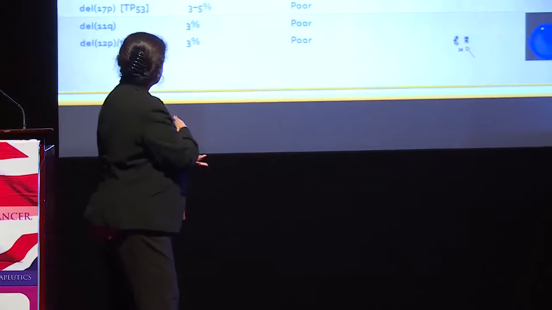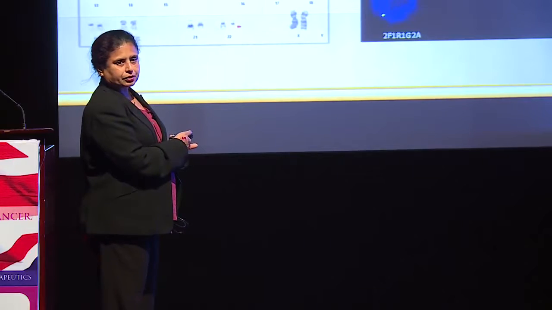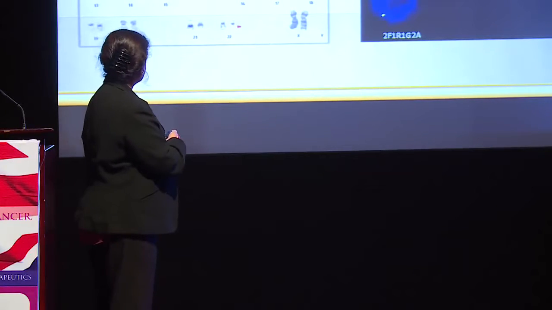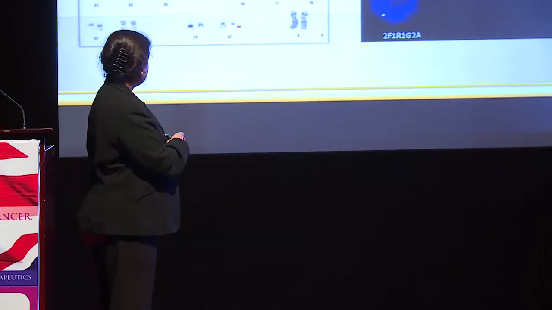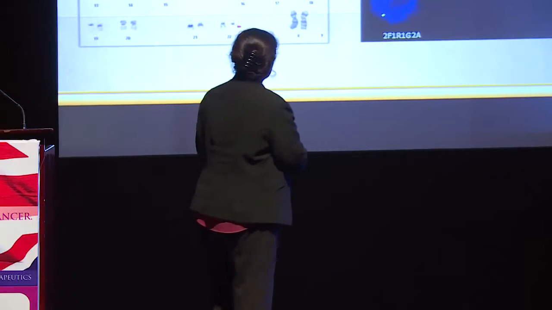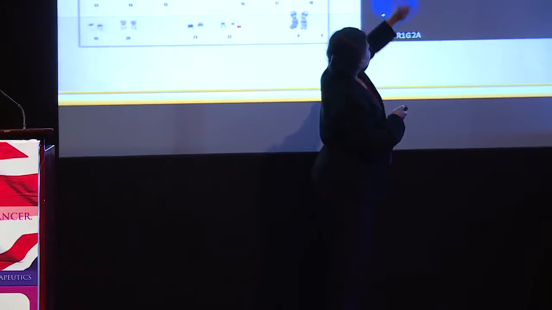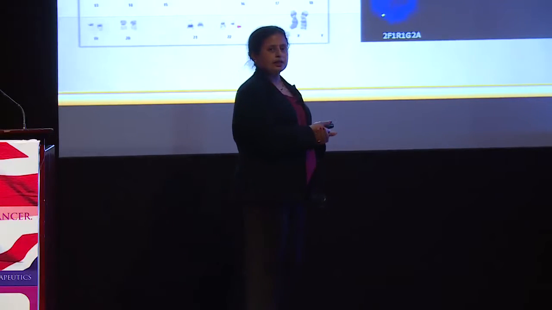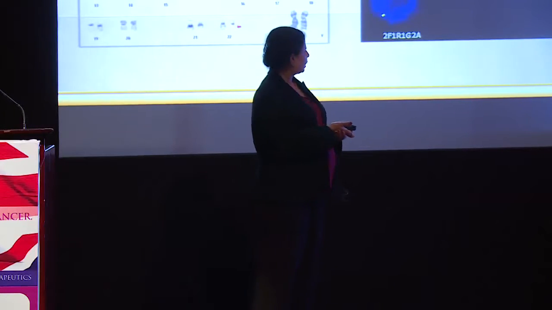This is the classical Philadelphia translocation between chromosomes 9 and 22. The gene on chromosome 9 is the ABL, and on 22, the BCR. So in a normal situation, we also include the ASS gene here because deletion at 9q34 confers a poor prognosis in CML.